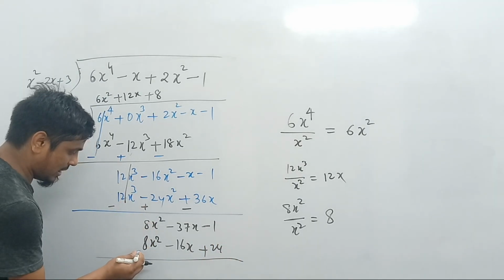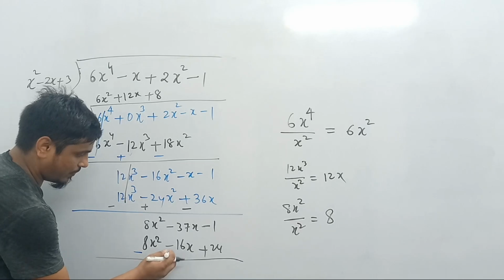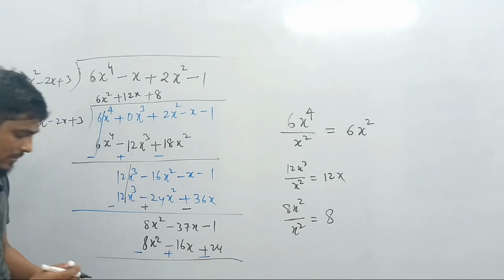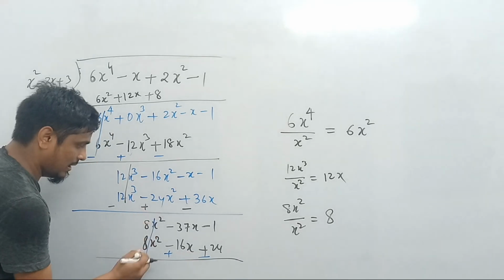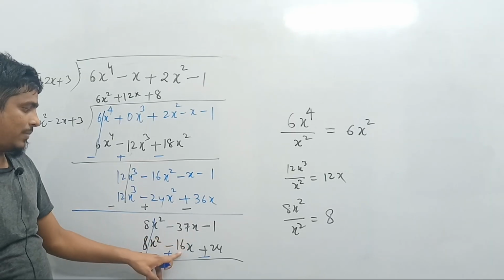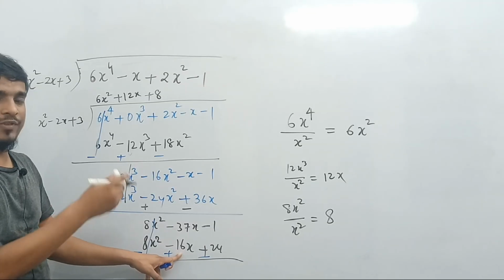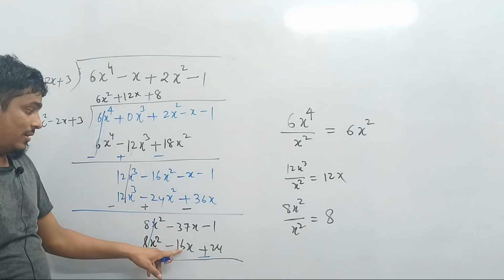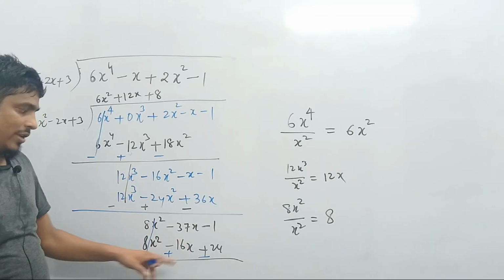Subtract this, so change the sign: plus to minus, minus to plus, and plus to minus. This got cancelled. Now this is negative 36 plus 16, so with alternate signs we need to subtract. Subtracting from 37 is going to give us 21.